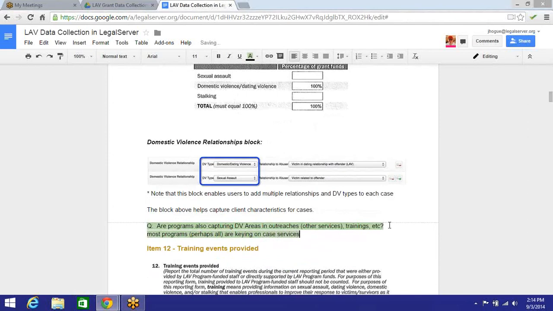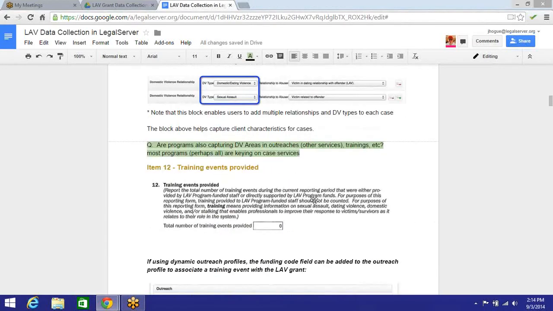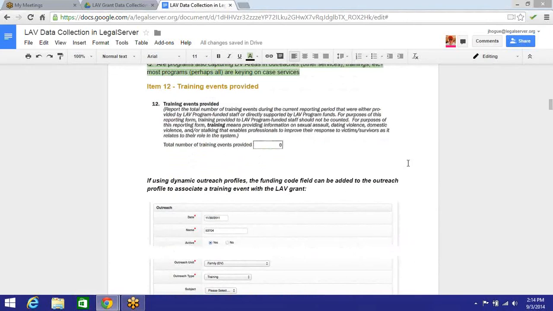On case services and not bothering with the additional kinds of potential outreach and training. Okay. All right. If there's no other comments on that, we'll move on.